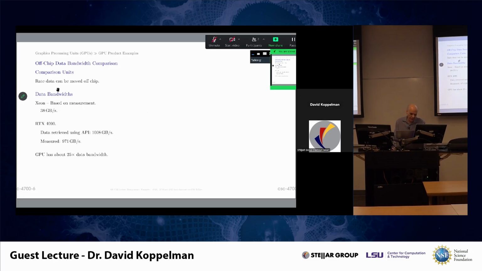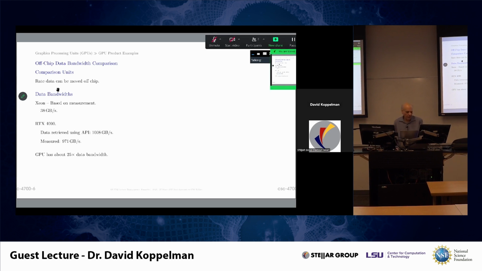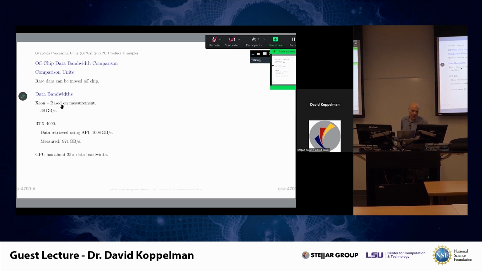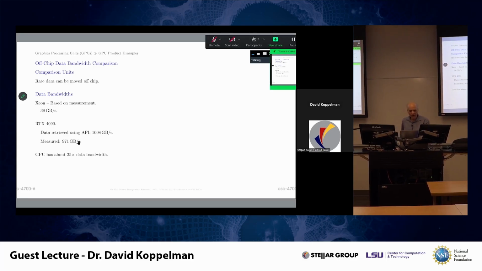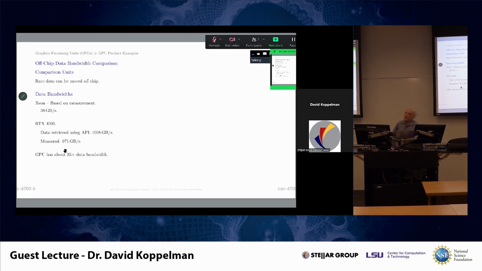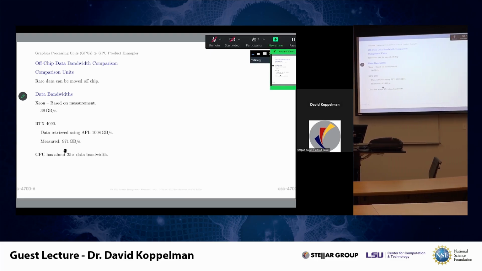off-chip data bandwidth. So here the units are fairly simple. It's bytes per second or bytes per unit time. So for the Xeon, this is based upon measurement, about 38 gigabytes per second off-chip. RTX 4090, well, the API reports about 1 terabyte per second. Micro benchmarks pretty close. So here we could see again about 25 times higher. Now, how is that accomplished?